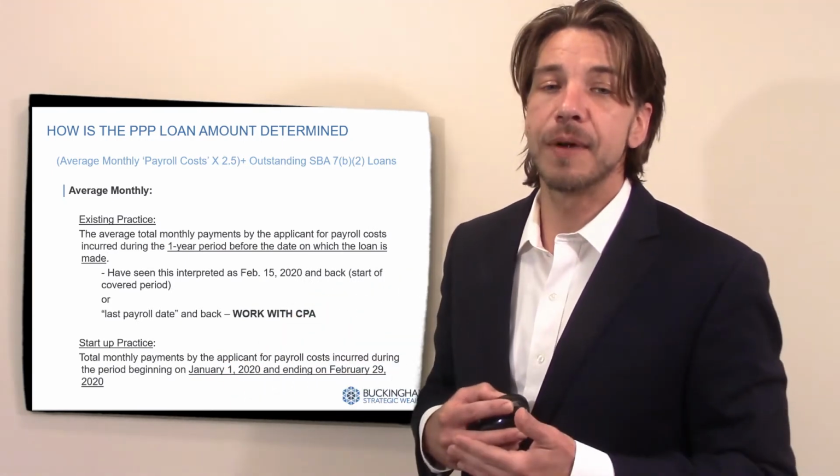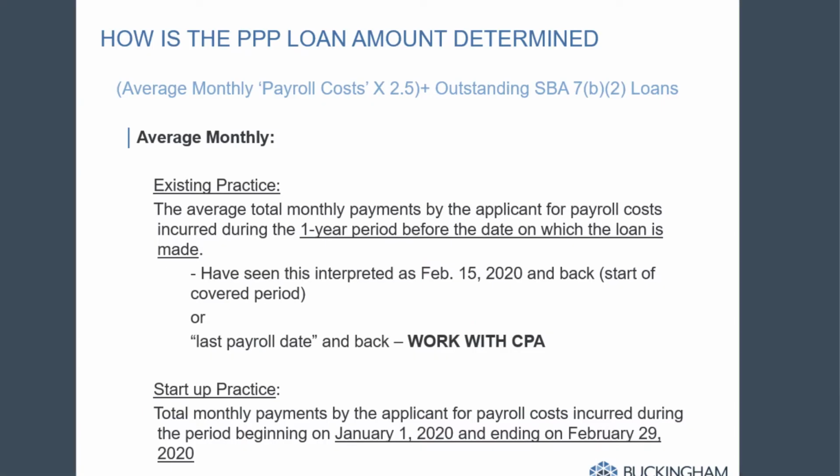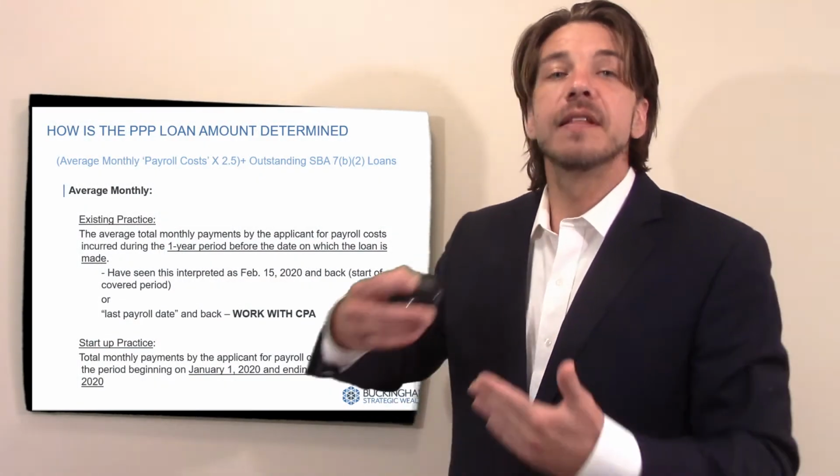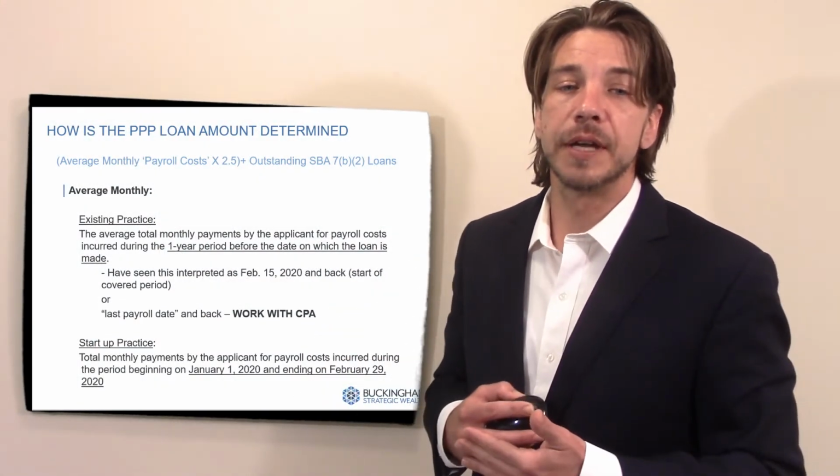So for existing practices, they talk about a 1-year period before the date on which the loan is made. I would assume that that is based off of when you are applying, in that rolling 12 months. I've seen it interpreted, though, as February 15th, 2020 and back a year. So again, you want to make sure that you're talking to your SBA lender and that you're taking an approach that you both agree upon.